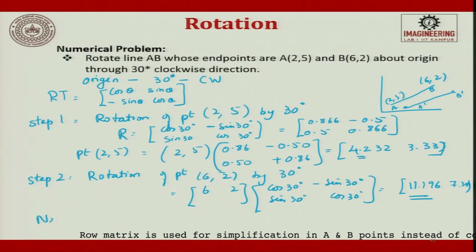So, the new points of A and B are 4.23 comma 3.33 and 11.19 comma 7.39. So, this is what happens. It is rotated by 30 degrees in the clockwise direction.